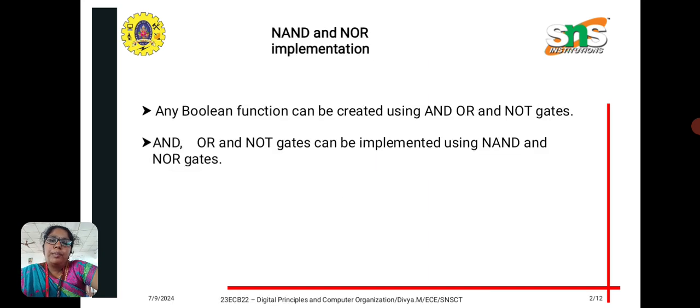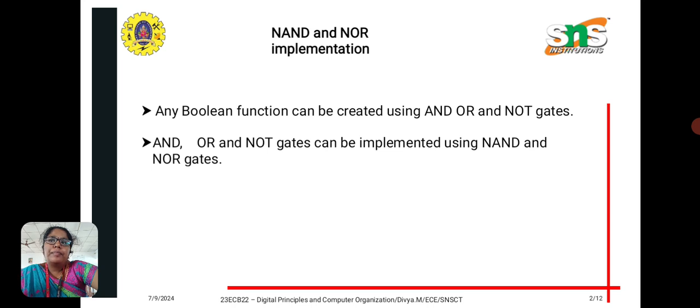In NAND and NOR implementation, any Boolean function can be created using AND, OR, and NOT gates, and these gates can be implemented by using NAND and NOR gates. That's why they are called universal gates. NAND and NOR gates are fundamental building blocks in digital electronics. They are universal gates, meaning any other gate can be implemented using just NAND and NOR gates.